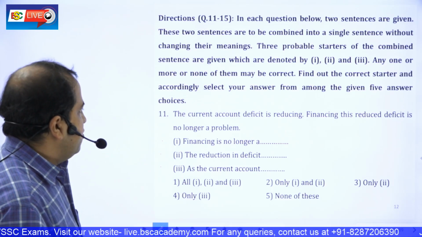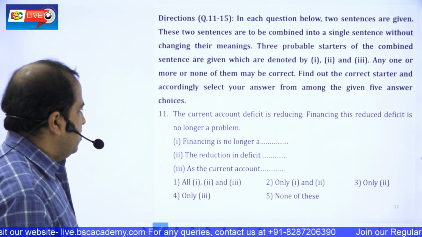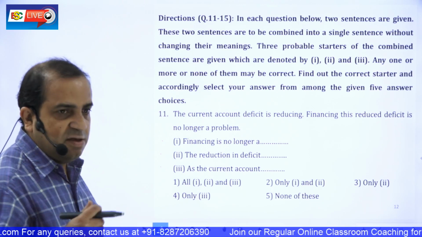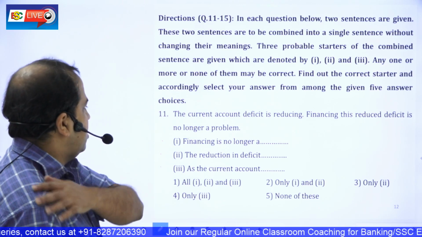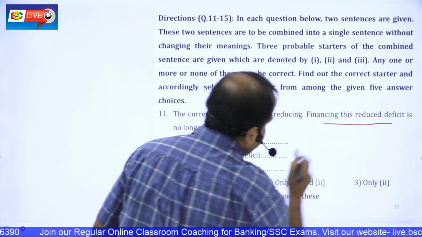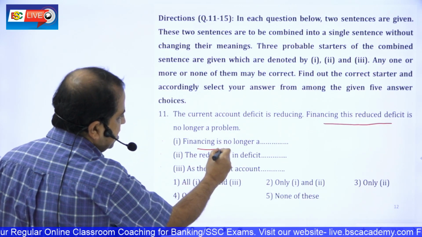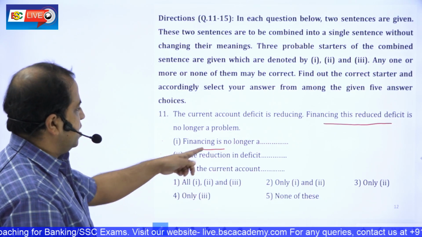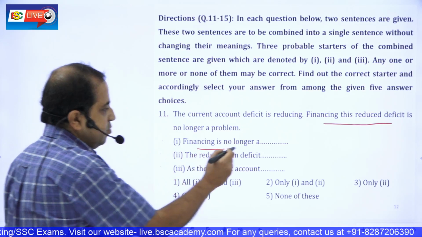The current account deficit is reducing. Financing this reduced deficit is no longer a problem. Now see here, what was there? Financing this reduced deficit. What is here? Financing is no longer... financing what? This reduced deficit. Now this is missing. So, no object.